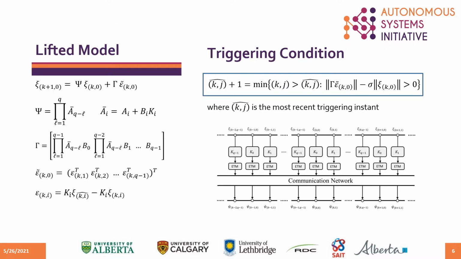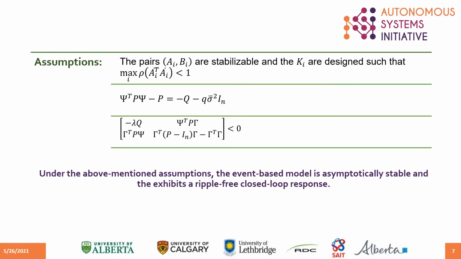Using the lifting method, we transform the system into the following one, which is linear, and hence we can design the triggering condition using linear tools. We also impose the following set of standard assumptions on the stability matrices, and as a result conclude that under these assumptions the event-based model is asymptotically stable, and also has a ripple-free closed-loop response.